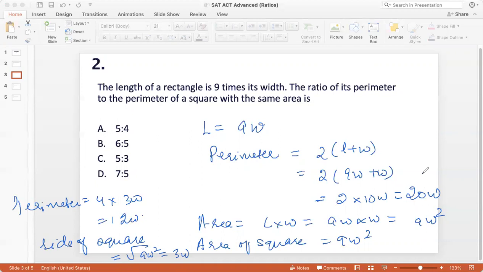So the perimeter of the rectangle to the perimeter of the square would be 20W from here divided by 12W from here. So the W's cancel. 4 5s are 20, 4 3s are 12. So it would be 5 to 3, option C.